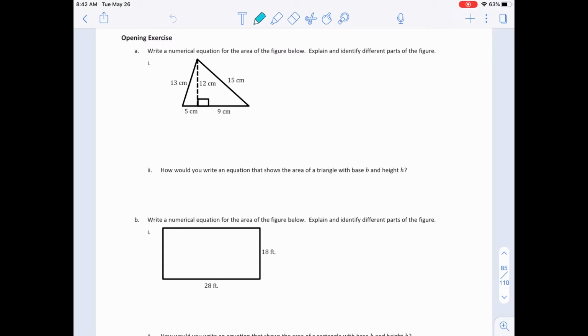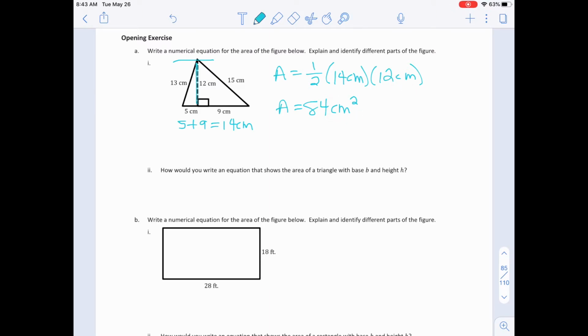Okay, so for the triangle, it just says to write a numerical equation. My area is always 1/2 for a triangle times my base, which here is 5 plus 9, which is 14 centimeters. My height is 12 centimeters. I know 1/2 times 12 is 6, and 6 times 14 is 84. And we have centimeters squared for area.